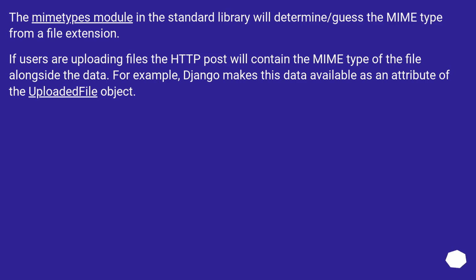The mime types module in the standard library will determine/guess the mime type from a file extension. If users are uploading files, the HTTP post will contain the mime type of the file alongside the data. For example, Django makes this data available as an attribute of the uploaded file object.